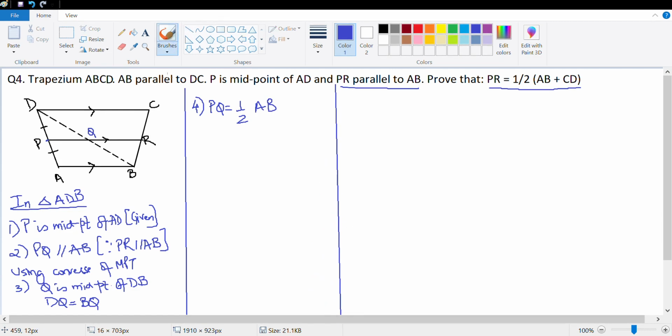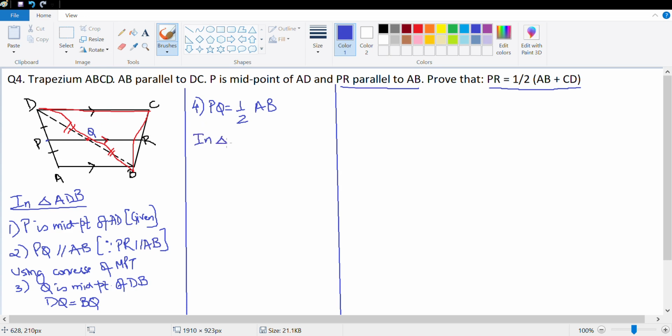Perfect. Now I've got AB, this one triangle. Let's look at this second triangle now. The second triangle that we'll refer to would be BCD. Perfect. Now let's look at this triangle. In this we've already said that Q is the midpoint of BD, which means these two sides are equal, and QR is parallel to DC, already given, which means we can again apply the midpoint theorem. So now let's look at this.